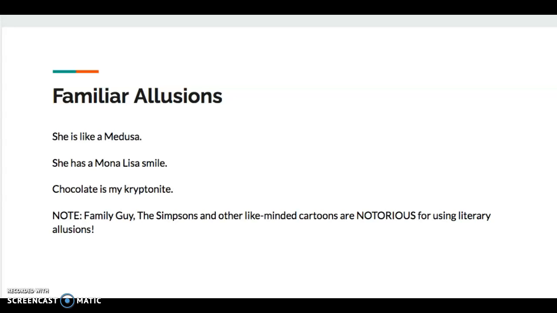Chocolate is my kryptonite. Well, kryptonite is a reference to Superman. Superman's kryptonite, meaning what is his weakness? So saying chocolate is my weakness.